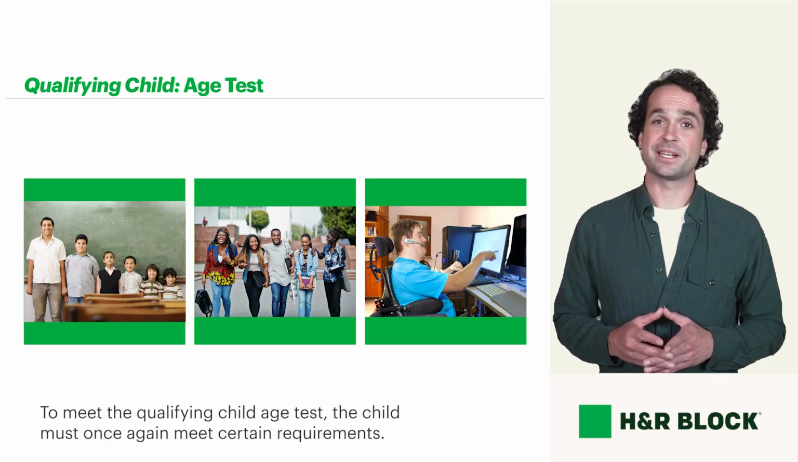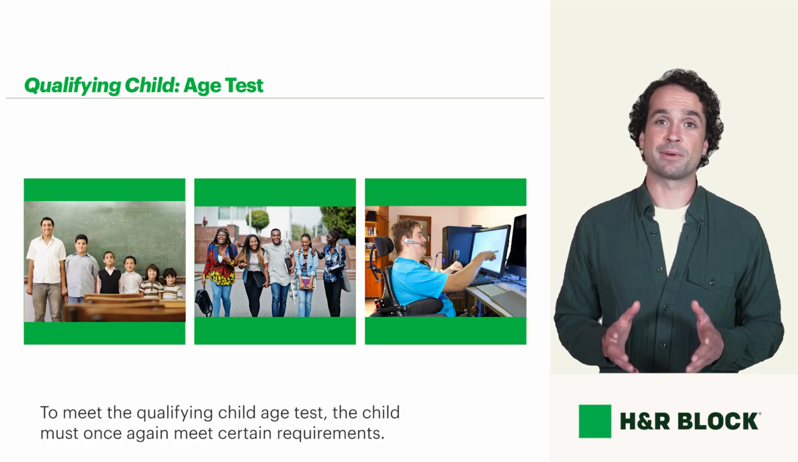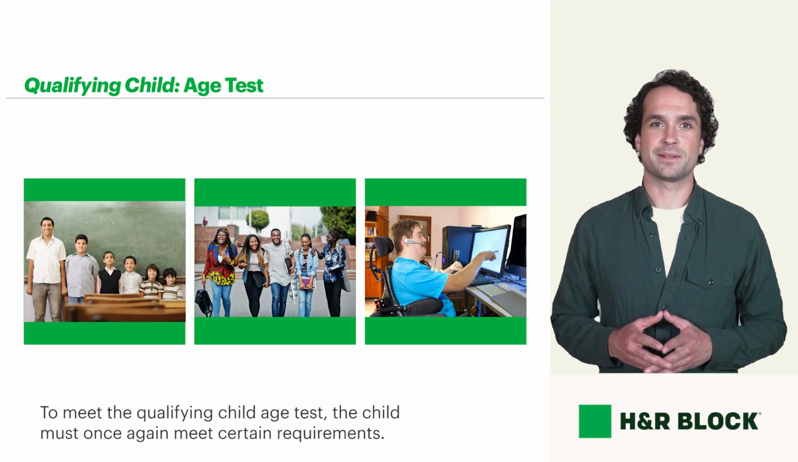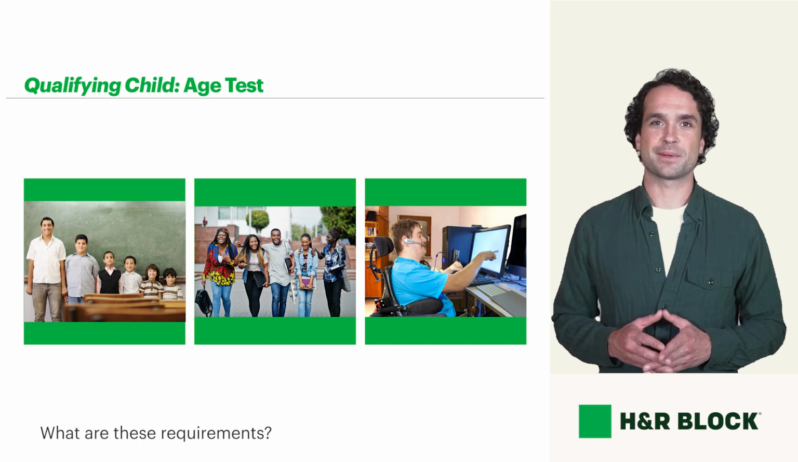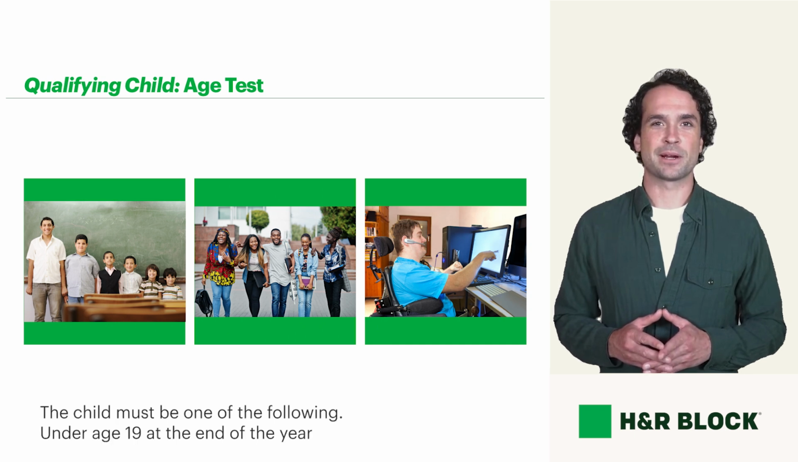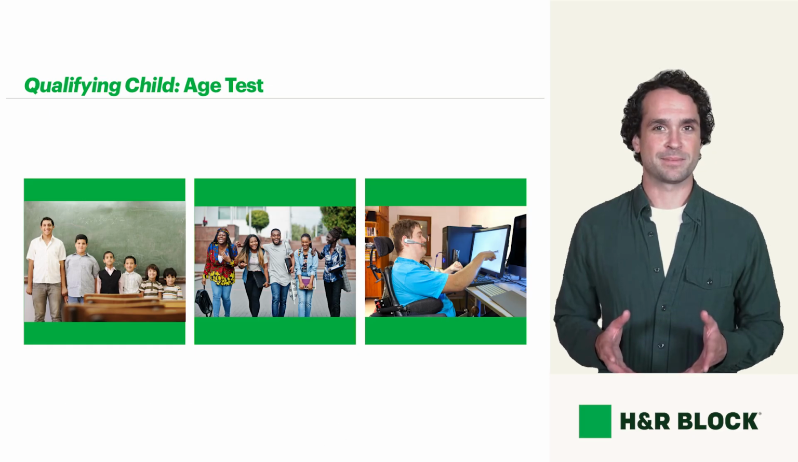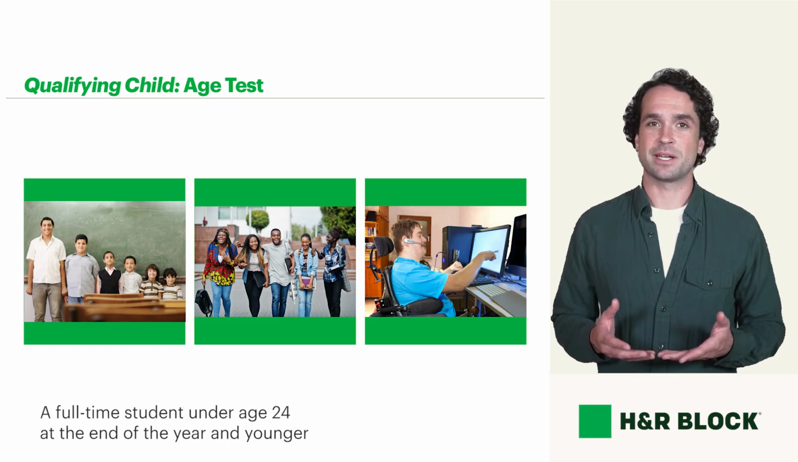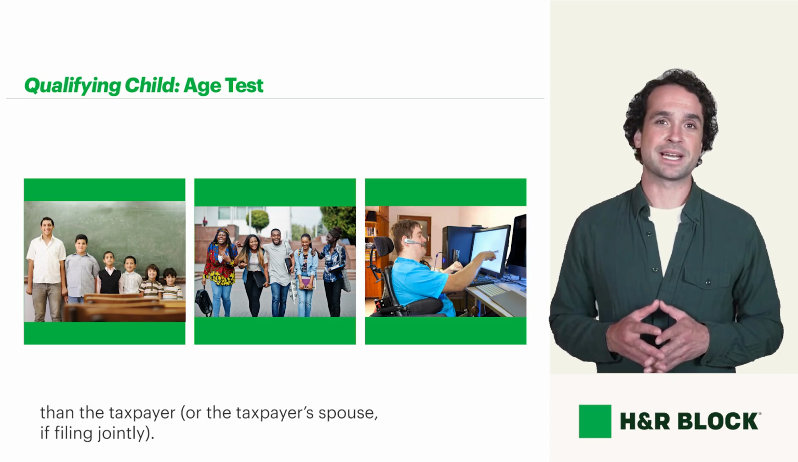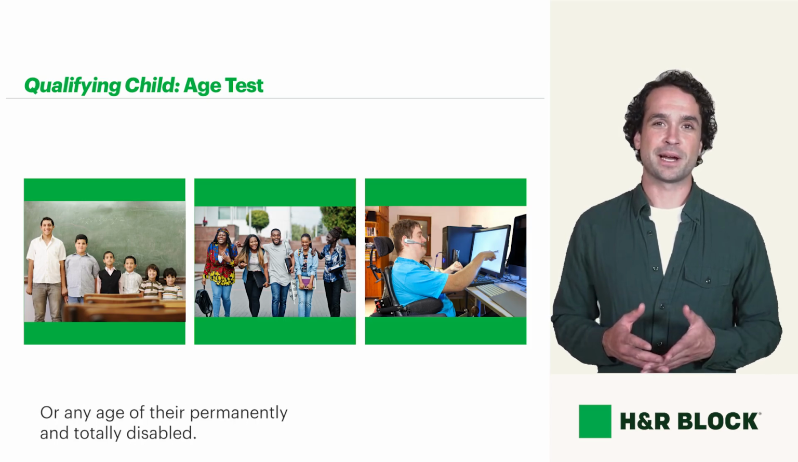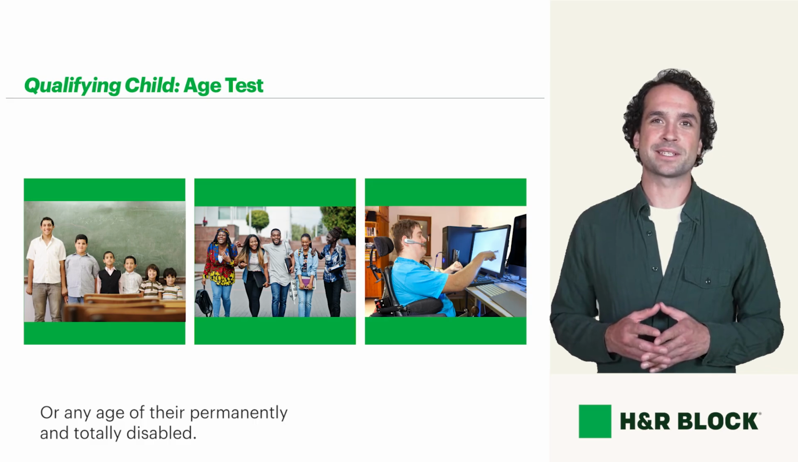To meet the qualifying child age test, the child must once again meet certain requirements. What are these requirements? The child must be one of the following: under age 19 at the end of the year and younger than the taxpayer or the taxpayer's spouse if filing jointly. A full-time student under age 24 at the end of the year and younger than the taxpayer or the taxpayer's spouse if filing jointly. Or any age if they're permanently and totally disabled.